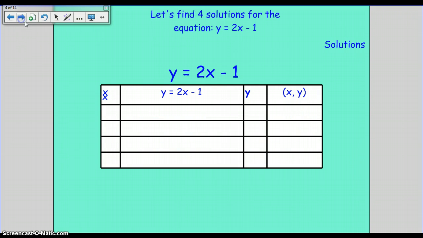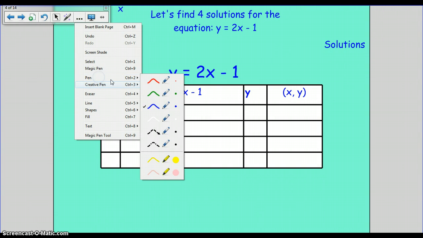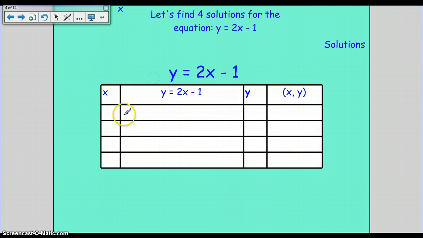Let's try another one. Let's find 4 solutions for the equation y equals 2x minus 1. Go ahead and pause the video here and see if you can fill out this table. And you can pick any values you would like. Go ahead and pause the video. I have an extra x here. Okay, so again, I'm going to choose negative 1, 0, 1, and 2.